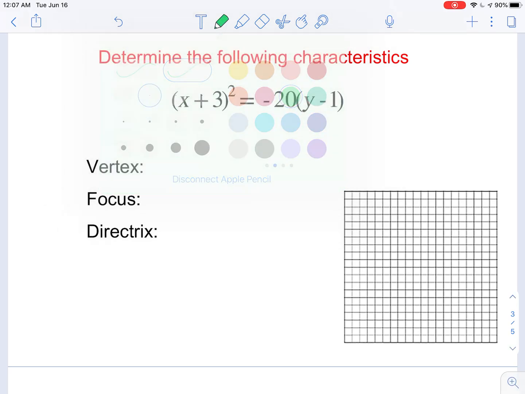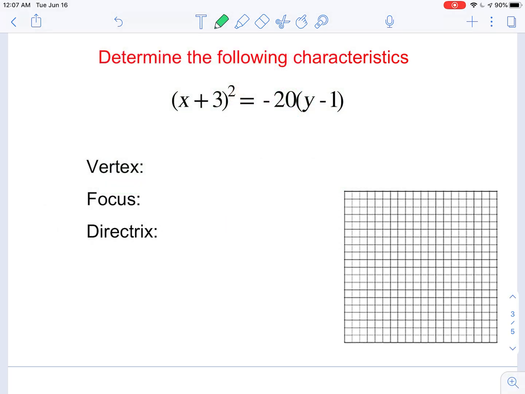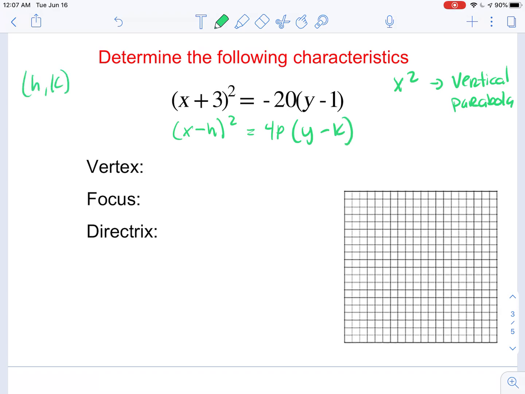Determine the following characteristics. So first we have to decide, is it horizontal or is it vertical? Well, x squared is being used, so that means it's going to be a vertical parabola, meaning it goes up or down. We are following the format (x - h)² = 4p(y - k), where (h, k) is our vertex.